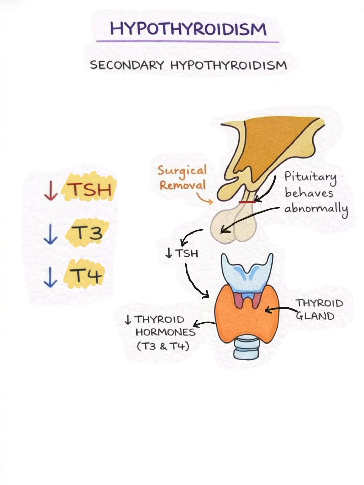In secondary hypothyroidism, the issue is with the pituitary gland. It fails to produce enough TSH, so the thyroid is not stimulated properly. As a result, TSH, T3, and T4 are all low.